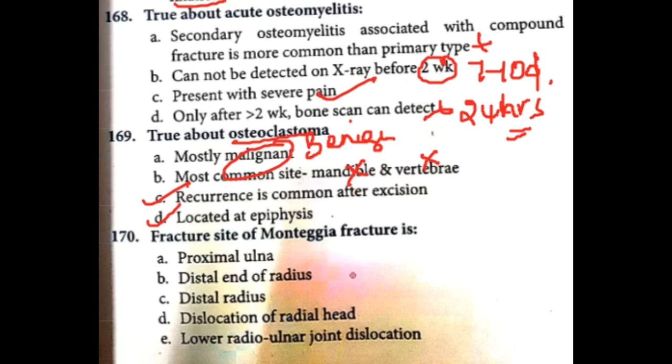Fracture of Monteggia involves the proximal ulna and there is dislocation of the radial head. Proximal ulna fracture with dislocation of the radial head is Monteggia. Fracture of the distal end of radius with lower radioulnar joint dislocation is Galeazzi's fracture.